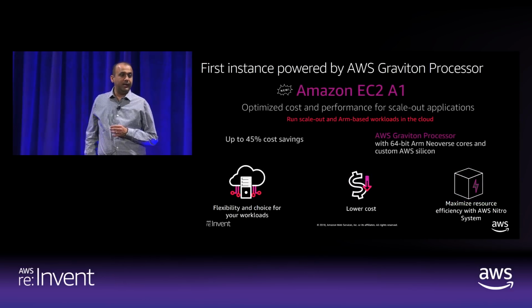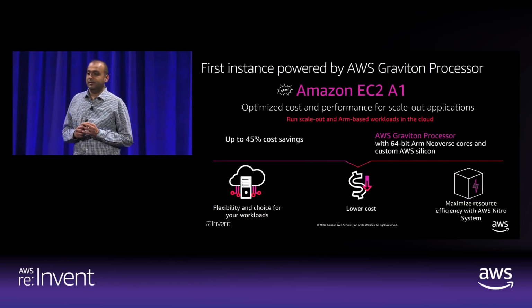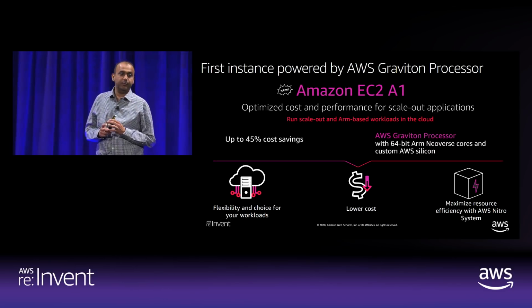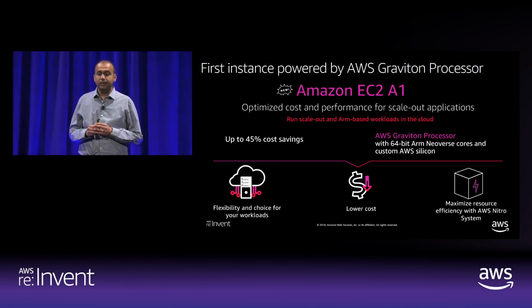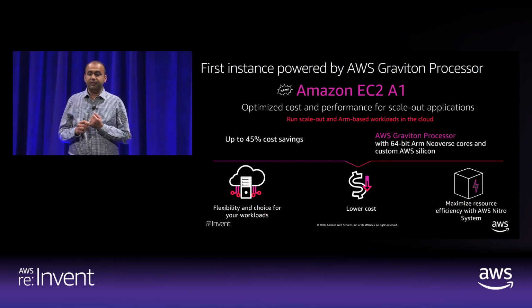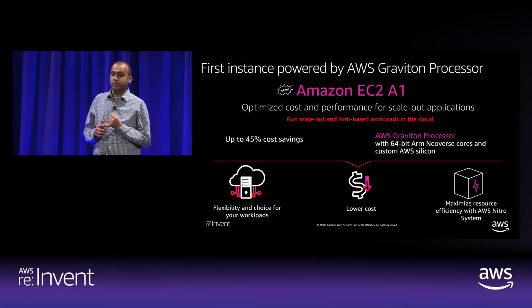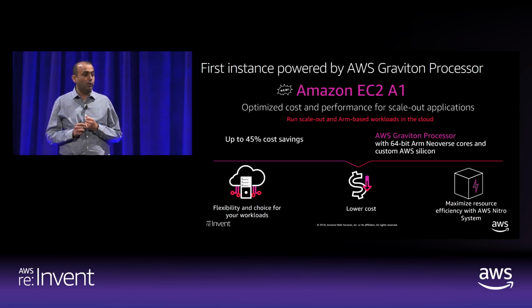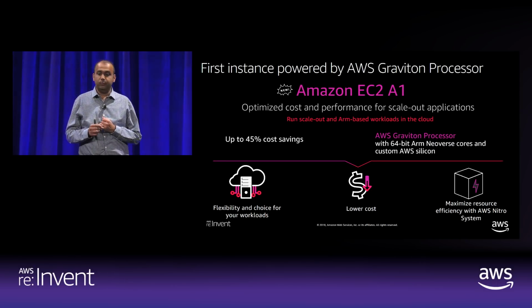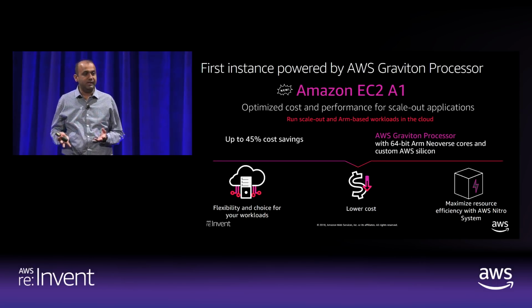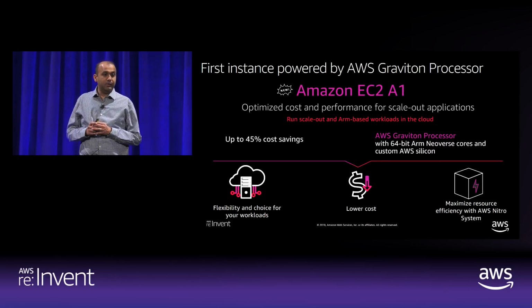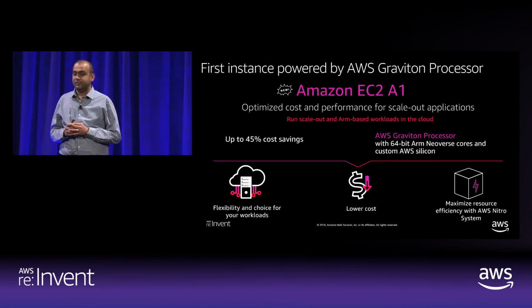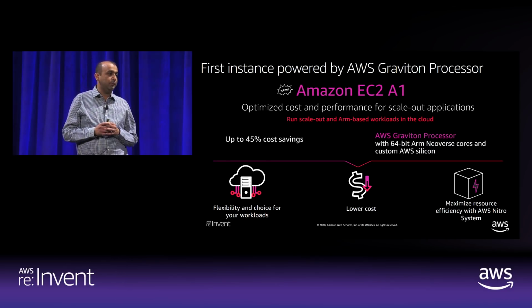So let's take a closer look at the A1 instance, and we'll discuss some of the key benefits that the instance provides to our customers. EC2 A1 is the first instance that is being powered by the AWS Graviton Processor. And this instance is targeted for scale-out workloads, as well as ARM-based applications that are supported by the extensive ARM ecosystem. These instances are also expected to deliver up to 45% cost savings for general purpose workloads that can run ARM instructions.